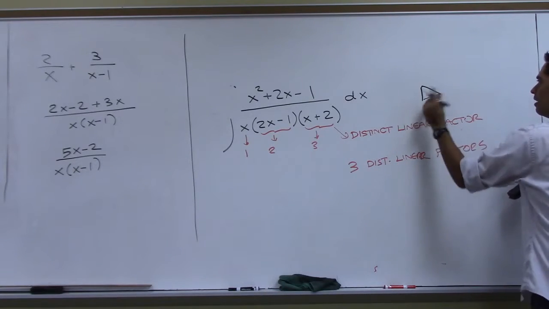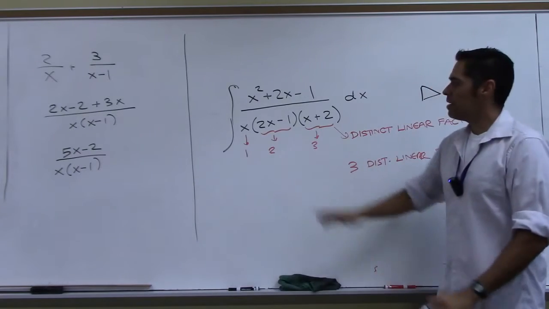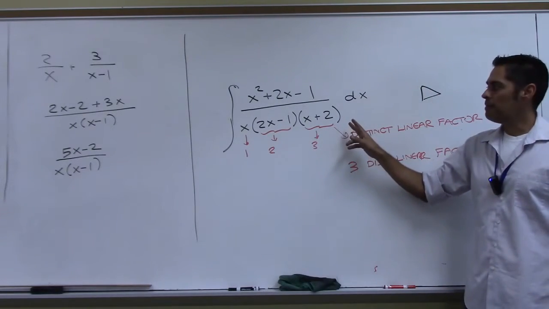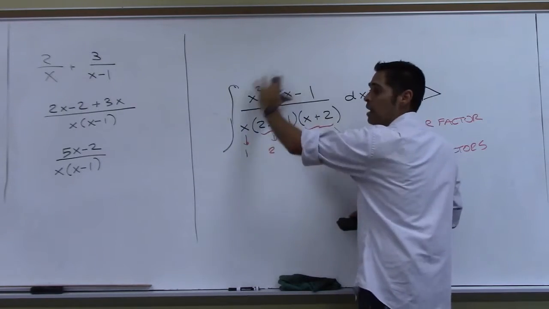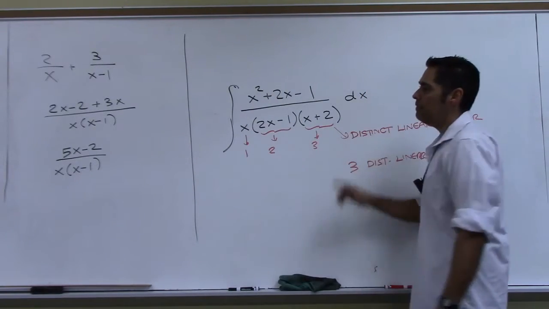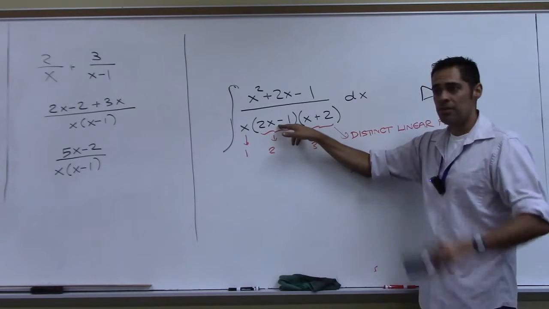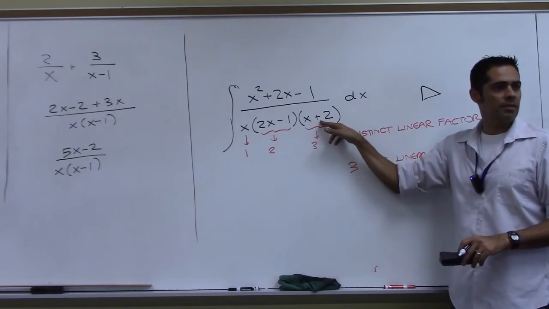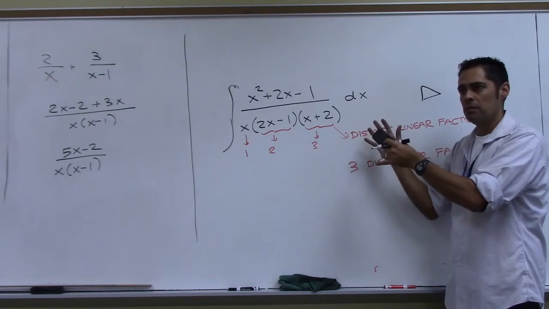Here, hold on. Ready? Play. All right, so we're back to this. I know because I have three distinct linear factors that there is some way that I can rewrite this entire expression where I have a number over this plus a number over this plus a number over this. There's a way of doing it, and I have to figure out what those numbers are.